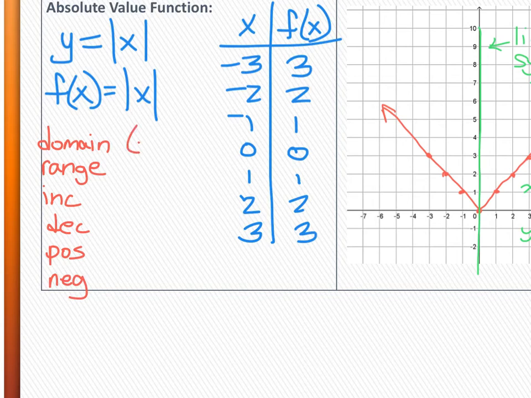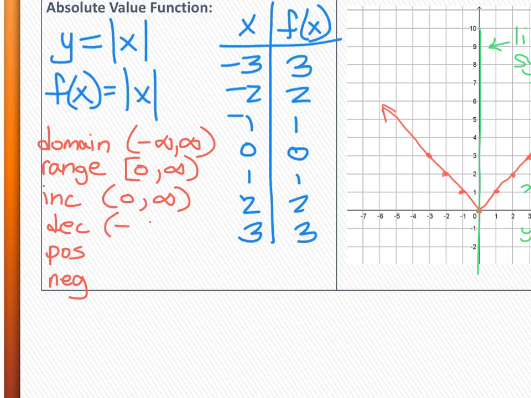Nothing limiting the domain, so it's all real numbers. And the range, again, is being forced into the positive. So we have our minimum is 0, and our maximum is infinity, and we can touch that 0. It's on the graph, so that would be a closed circle. The increasing is going to be the same thing as the quadratic. It starts to increase in a positive slope at 0 with an open circle there, and it starts to decrease at negative infinity, going up to 0.